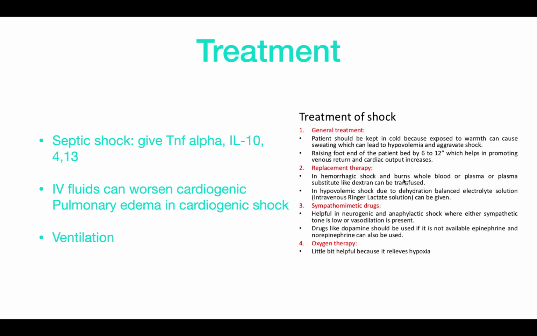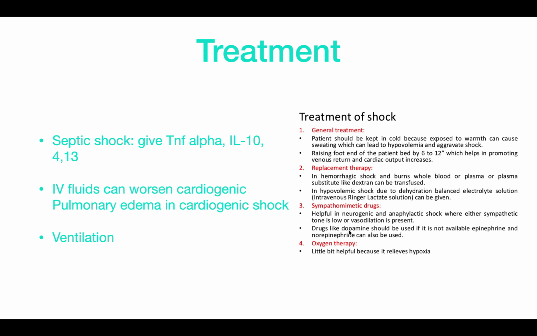So this is important. In the hypovolemic shock due to dehydration, so burns and whatnot, you want to give them a balanced electrolyte solution, in particular the Ringer lactate solution. You will give them the sympathomimetic drugs. Sorry, we already covered this in the anticholinergic drug in pharmacology lecture, but these are going to be helpful in the neurogenic and anaphylactic shock, because the sympathetic tone is either low and damaged, and the vasodilation is present.